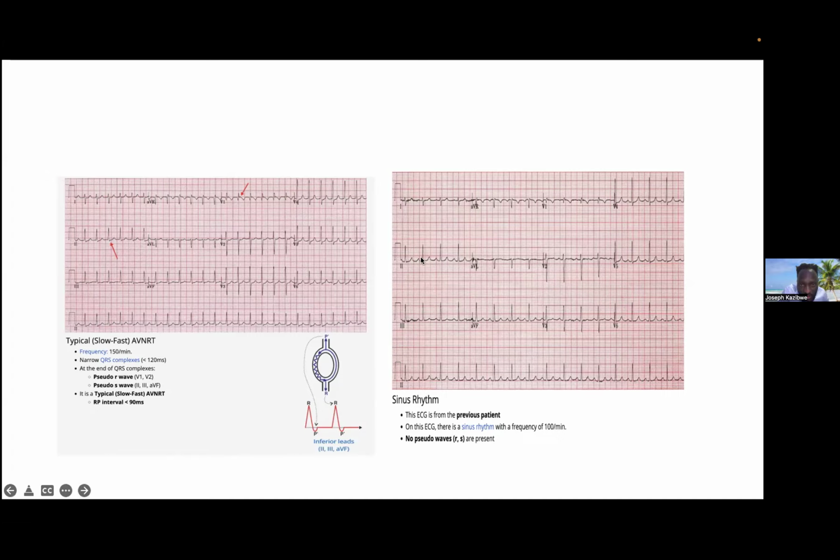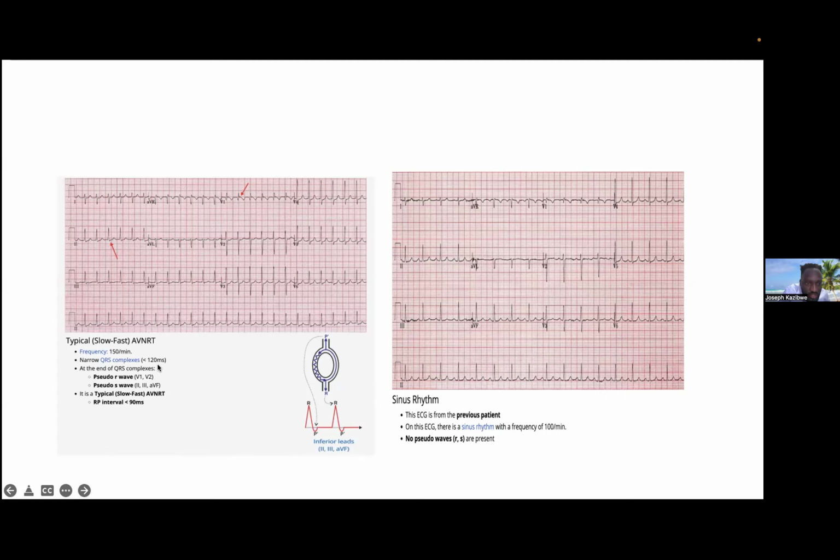So we know that the P wave is positive in the inferior leads because the axis of activation is from the sinus node at the top coming down. The reverse is true because you have the AV node reentry circuit activating the atria backwards. So in the inferior leads, the wave of activation is going to be negative. That is why they are negative there.